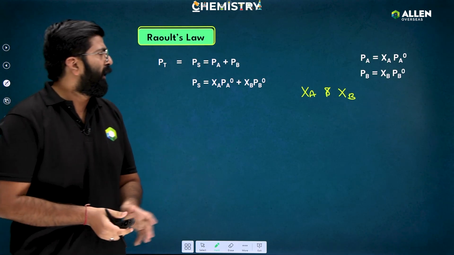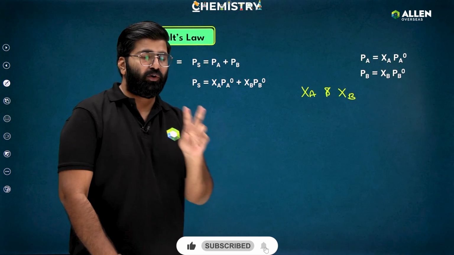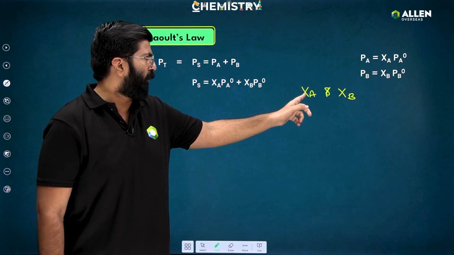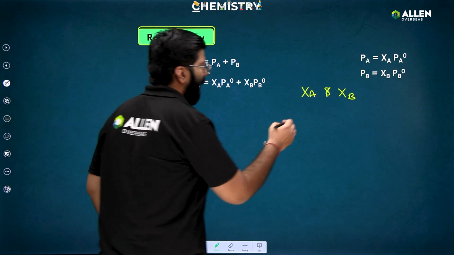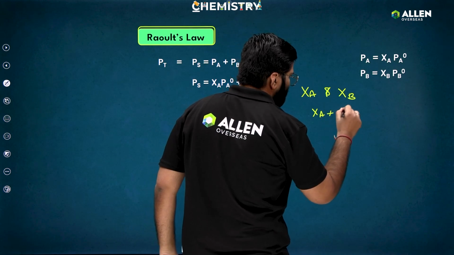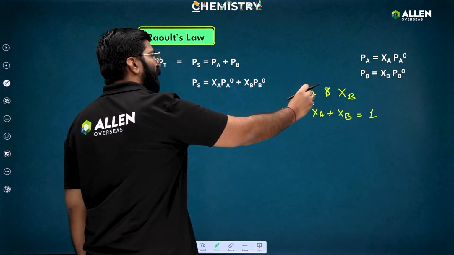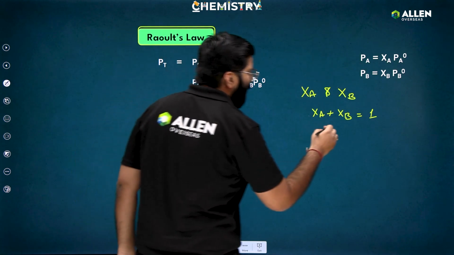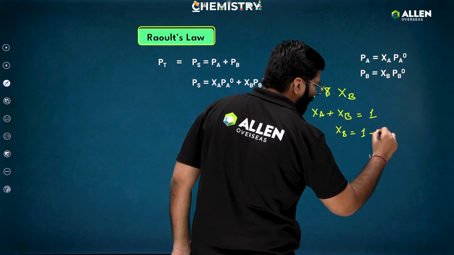Like if I say your XA is 0.6, then can you tell me what is your XB if only these two components are present in your container? You can easily say, sir, if this is 0.6, then this will be 0.4. How? Because we know that XA plus XB is equal to 1. So if I know one component, I can write the other component. So based on this, can I write XB as 1 minus XA?